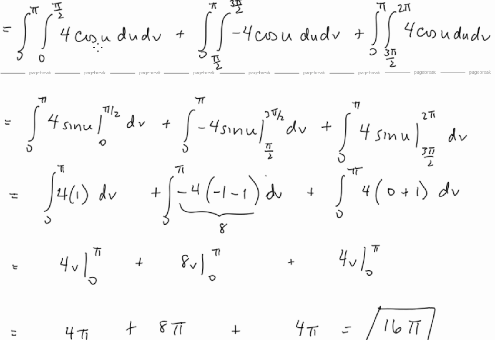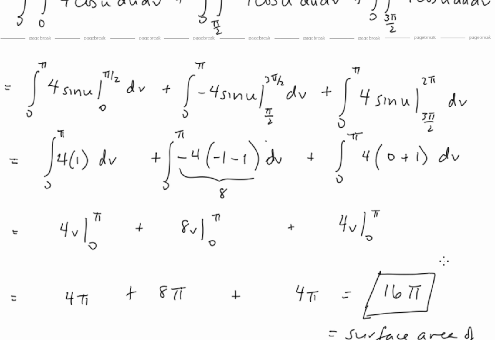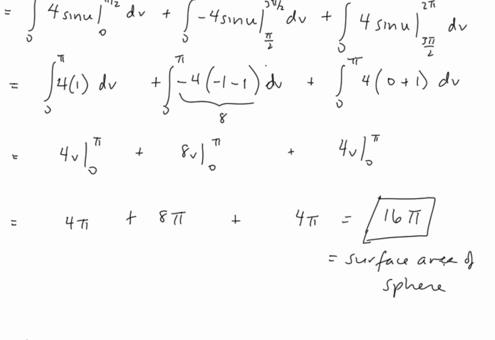Do a basic antiderivative, plug in the bounds, and then another basic antiderivative. So we're getting here 16 pi, and that's the surface area of our sphere.